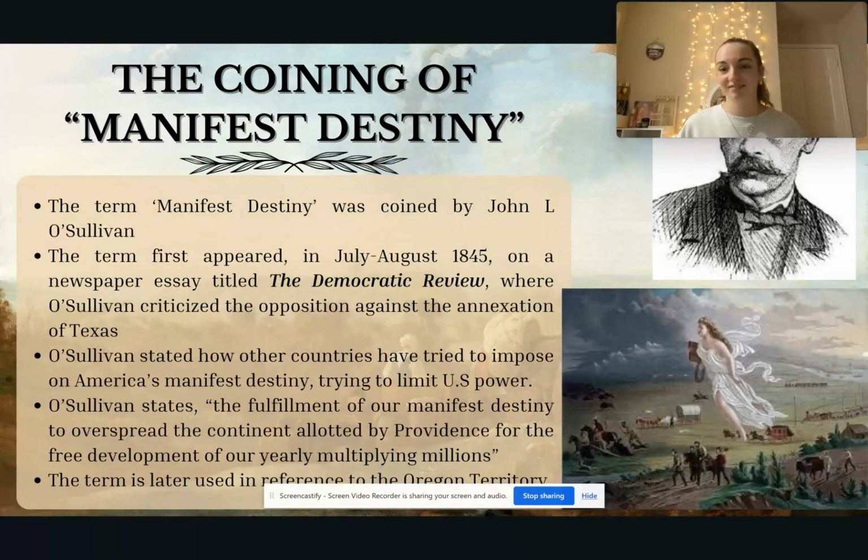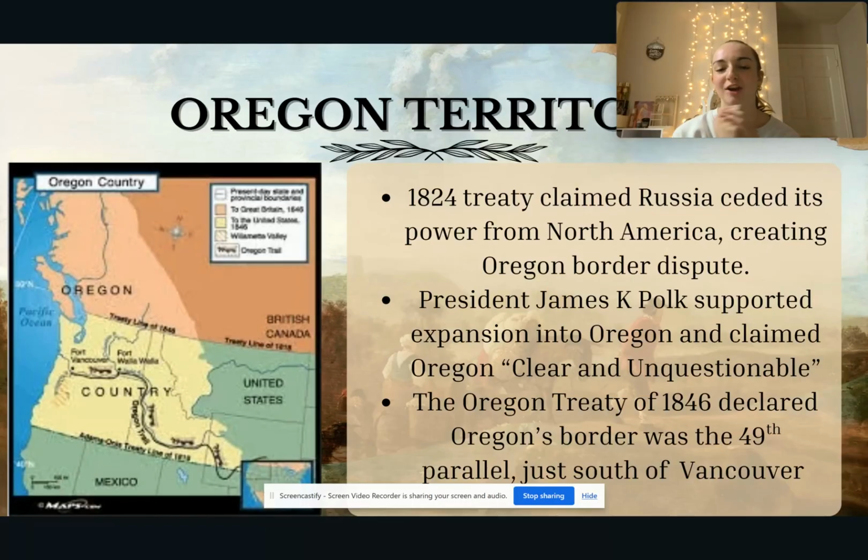And later, the term is used to describe Oregon Territory because America wanted Oregon Territory as well. Oregon Territory in 1824, Russia drafted this treaty which claimed that it was seceding from North America, and basically it stated this border right here. It stated where that was, but it did not state where to draw the line between American and British control. So that's what the entire Oregon border dispute is over.